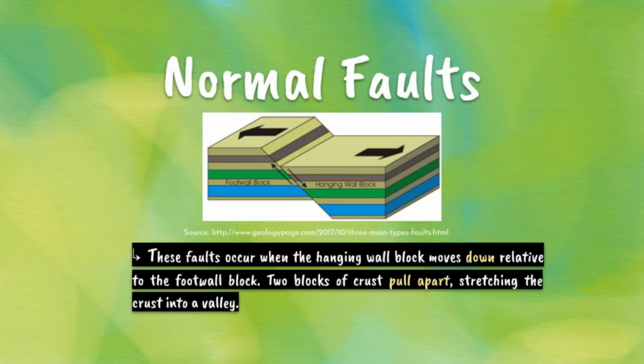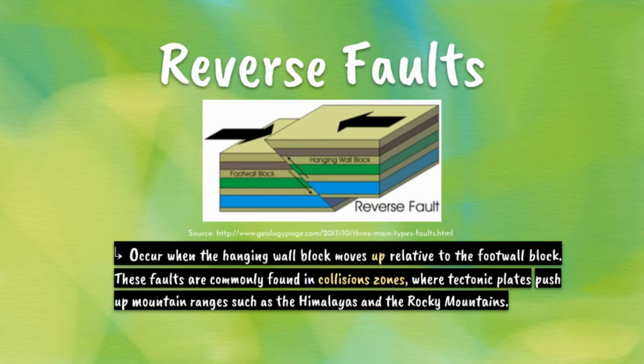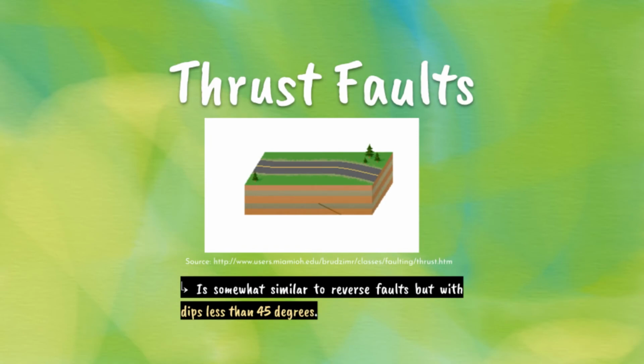Normal faults. These faults occur when the hanging wall block moves down relative to the footwall block. Two blocks of crust pull apart, stretching the crust into a valley. Reverse faults. Reverse faults occur when the hanging wall block moves up relative to the footwall block. These faults are commonly found in collision zones, where tectonic plates push up mountain ranges such as the Himalayas and the Rocky Mountains. Next, thrust faults.